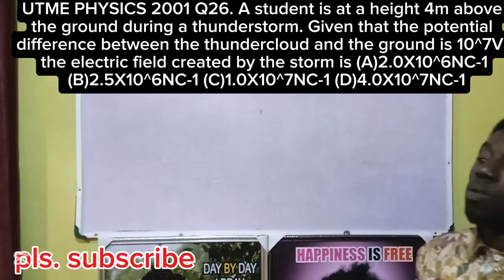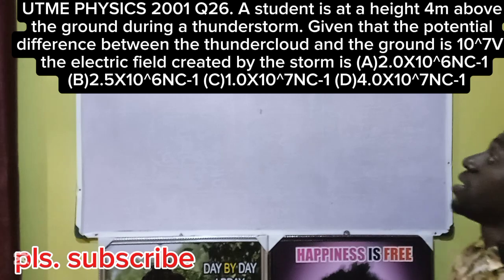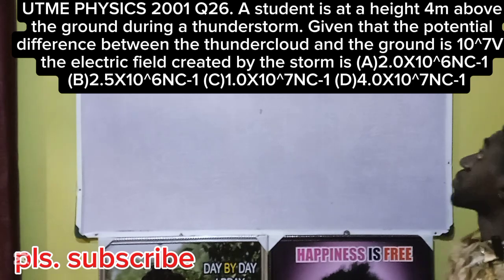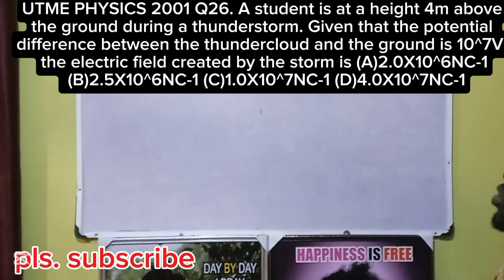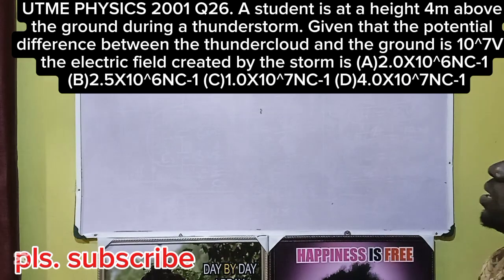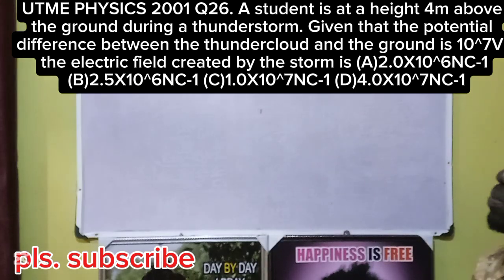JAMB past question 2001, question number 26. A student is at a height 4 meters above the ground during a thunderstorm. Given that the potential difference between the thundercloud and the ground is 10 raised to the power 7 volts, the electric field created by the storm is X.